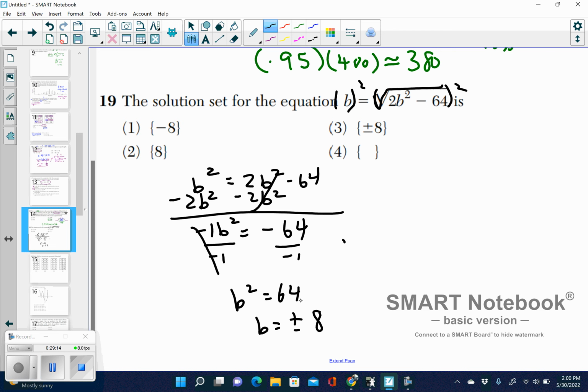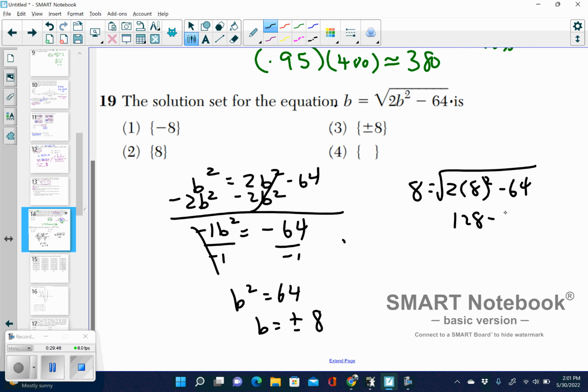And then we want to see which one actually is correct. So we could take it and plug it back into the original. And I want to remind you that you cannot have a negative under the radical, it would be imaginary, but let's just follow through with the question. So if I take positive 8 and plug it in, 8 is equal to 2 times 8 squared minus 64. You'll see that this actually does work because 64 times 2 is 128.